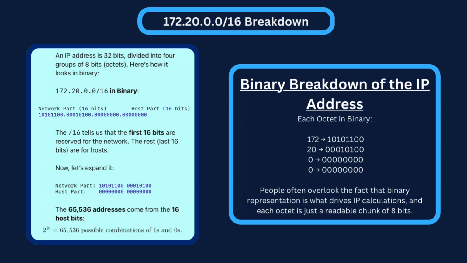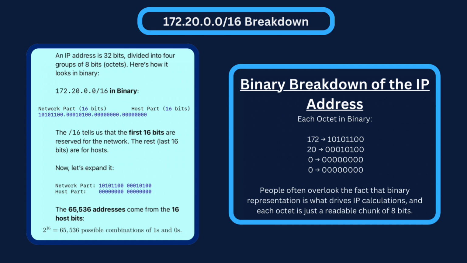172.20.0.0/16 breakdown. An IP address is 32 bits, split into 4 groups of 8 bits, called octets. In binary, the first 16 bits are the network, and the last 16 bits are the host. Binary representation is what drives IP calculations, and each octet is just a readable chunk of 8 bits. /16 reserves the first 16 bits for the network. The remaining 16 bits are for devices, the hosts.